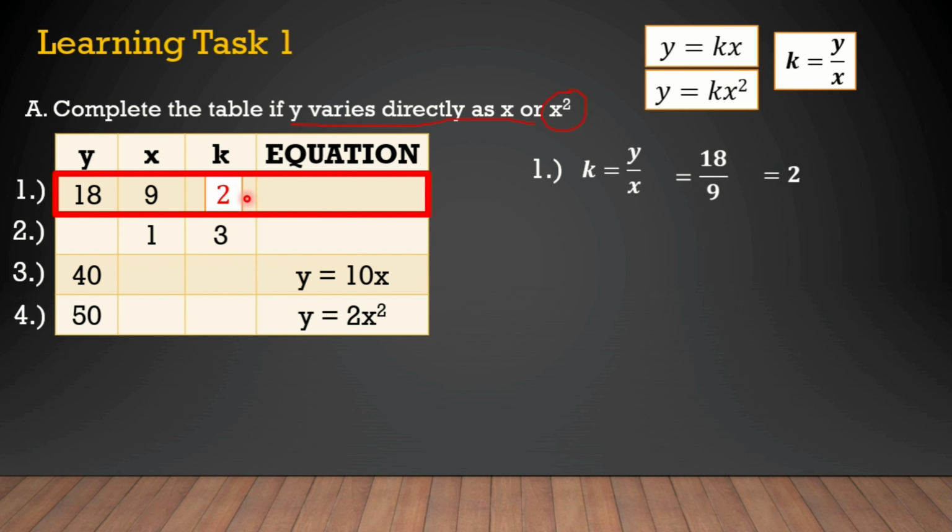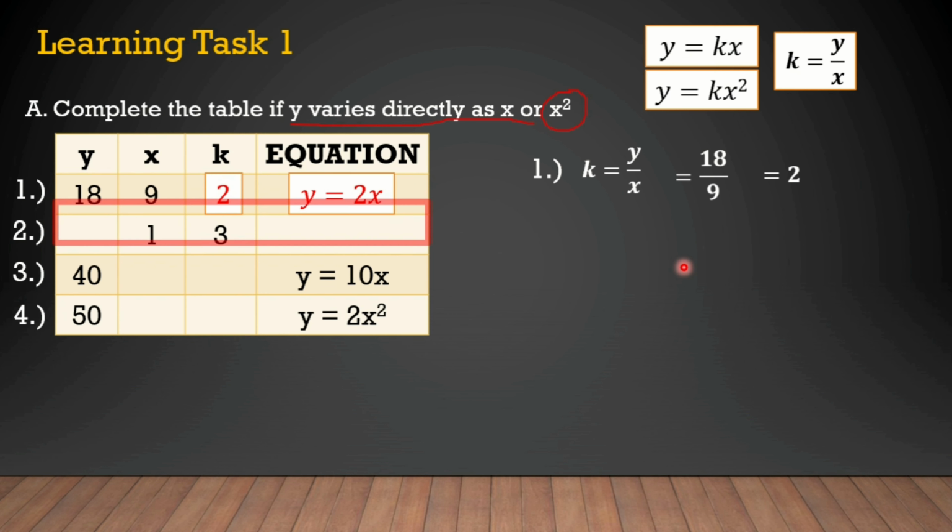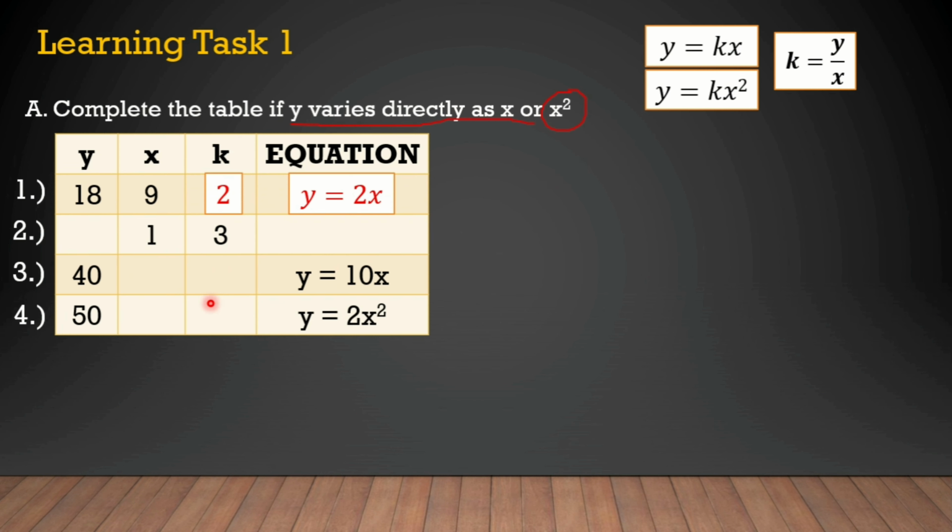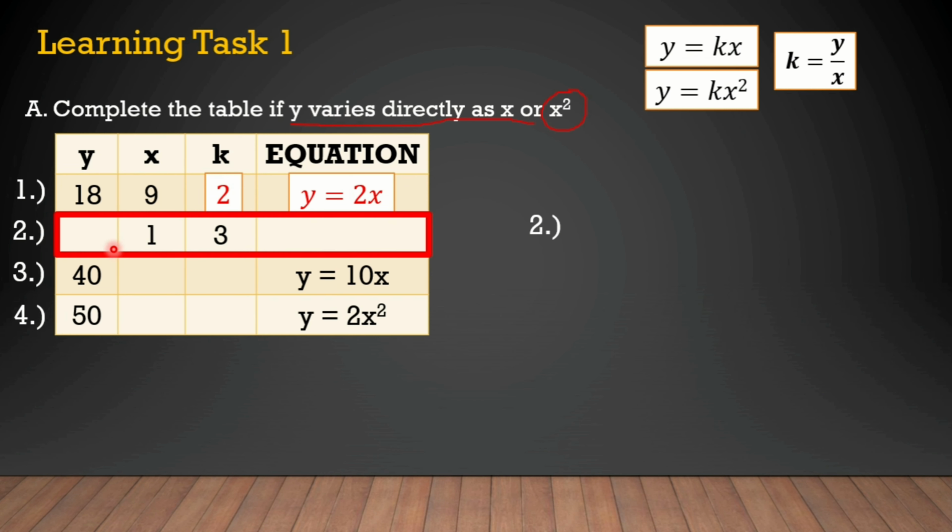Pag nahanap na yung constant of variation, next naman na gagamitin natin ay yung formulang ito, yung y is equals to kx. So, papalitan lang natin yung k ng nakuha natin kaninang constant of variation na 2. So, ang equation of variation is y is equals to 2x. Okay, next. Number 2. So, ang hahanapin naman natin sa number 2 ay y at saka yung equation of variation.